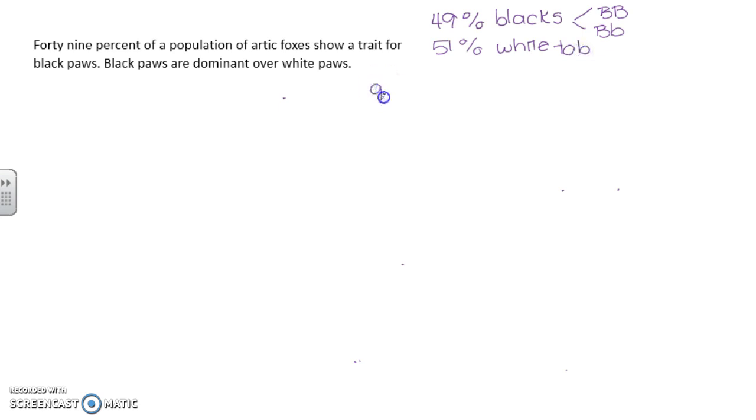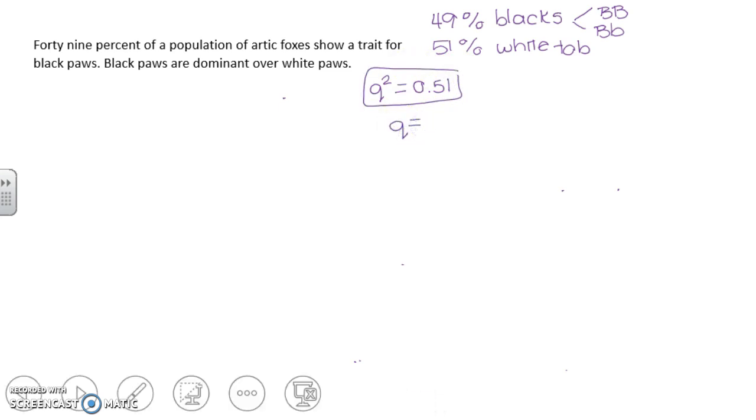So now I know my first variable, which is q squared, and I'm going to express that 51 as a decimal. So q squared is now 0.51, and I got my first variable solved. Once I have q squared, it's easy to find q because all I have to do is get the square root of that.